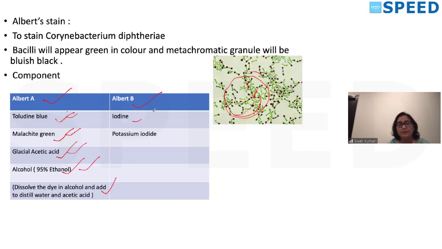Albert B has iodine and potassium iodide. It has been asked what the constituents of Albert stain are. So please remember, toluidine blue is there, malachite green is there, glacial acetic acid is there, 95% ethanol or ethyl alcohol is there, which we finally add in the distilled water. Then you have iodine and potassium iodide.